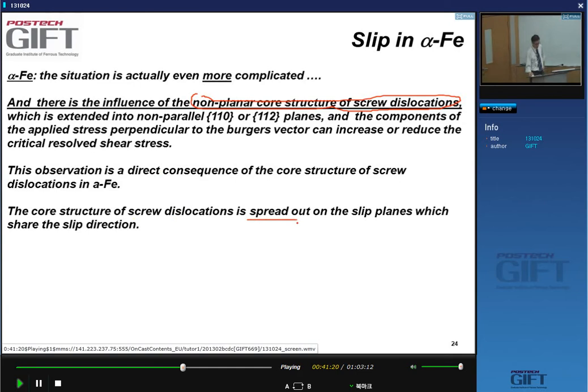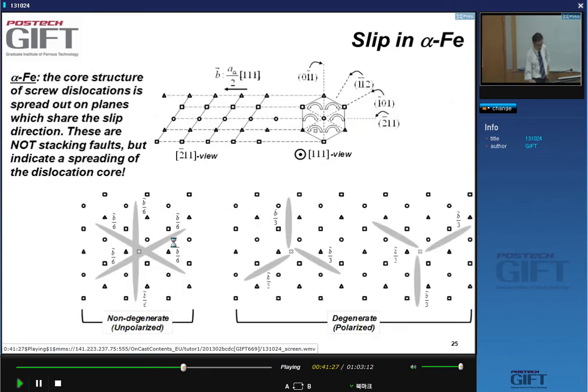is spread out over slip planes which share the same slip direction? This is basically what you have to consider. So if we look down the screw dislocation, the core structure is not localized here, but it spreads out, for instance, in these six directions, or in these three directions. In this case, because it spreads out in the six directions, we say non-degenerate structure, and in this case we say degenerate structure.